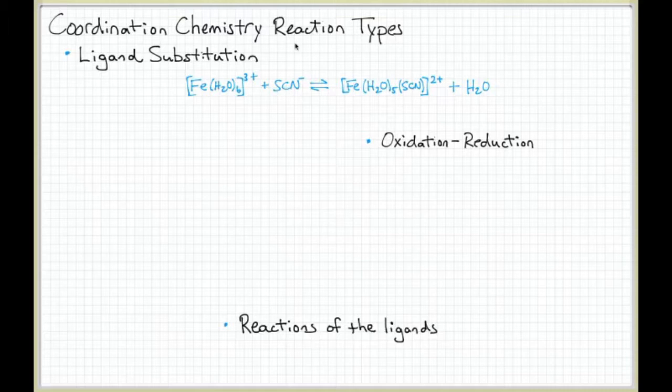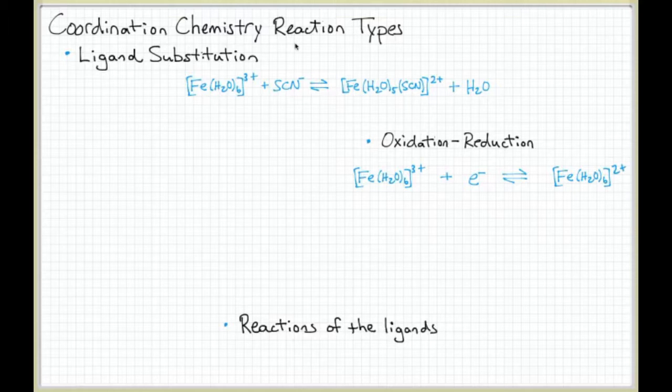Oxidation reduction refers to transfer of electrons to or from a complex. And so, for instance, this iron(III) complex, if we add an electron, we can reduce it to the iron(II) complex. So there's the redox reactions of coordination compounds.